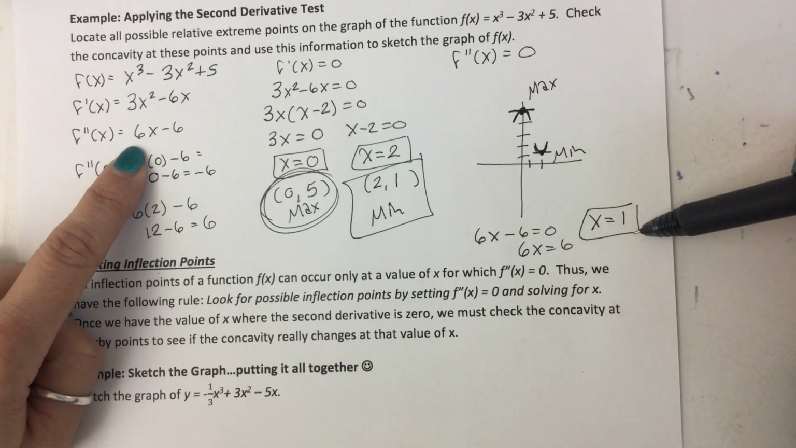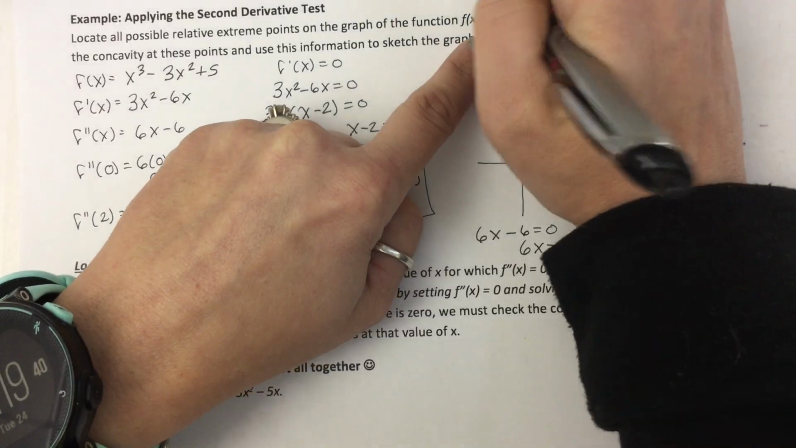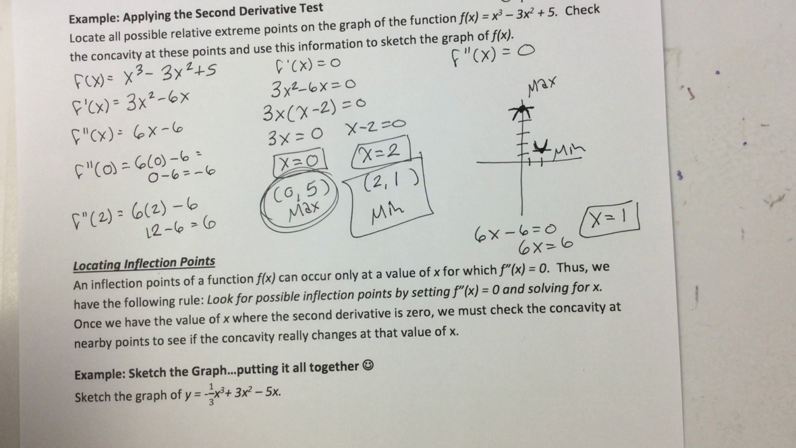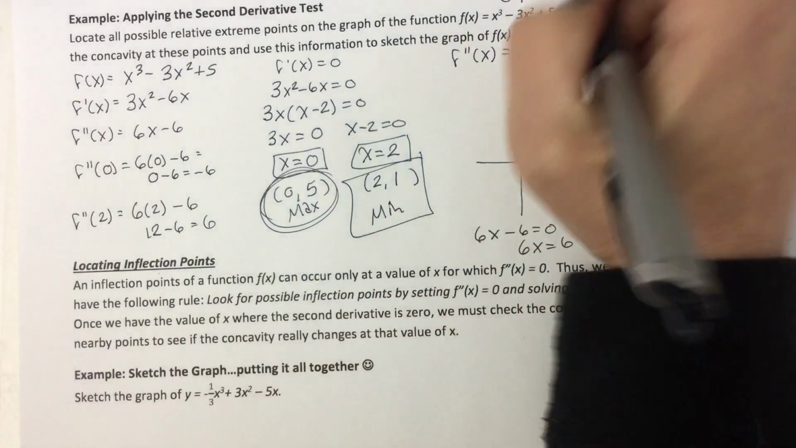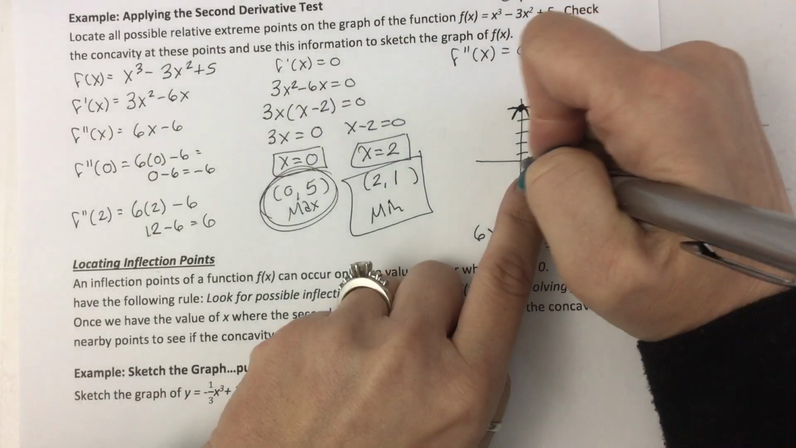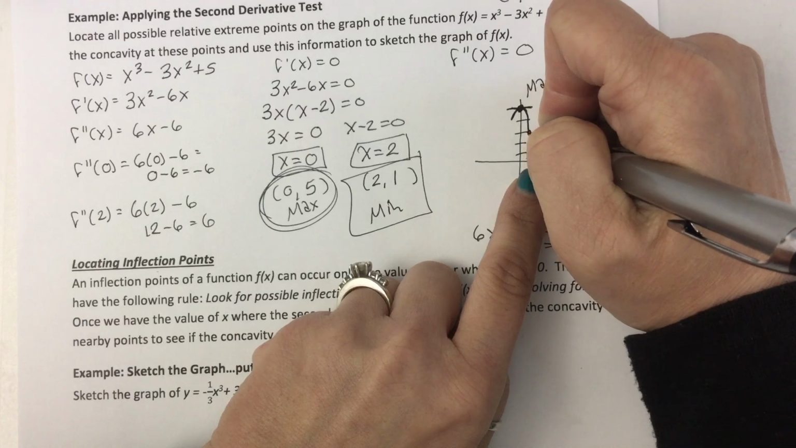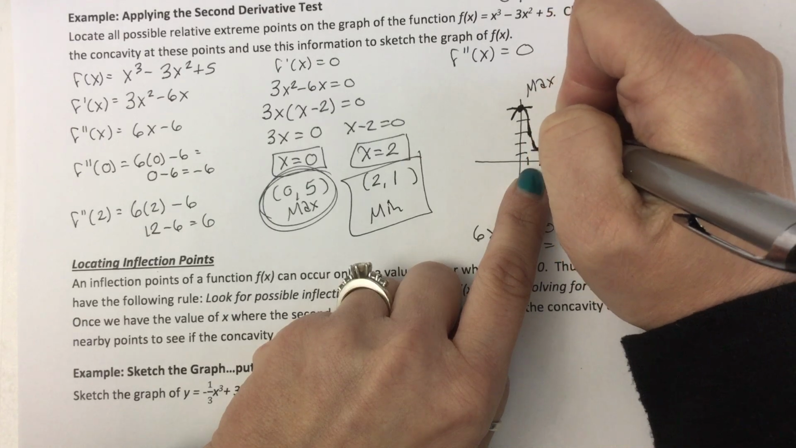Well, I want to graph it. So that means I need the actual ordered pair. So I put 1 into the original function. So 1 to the power of 3 minus 3 times 1 squared plus 5, this is at 3. So if I go to the right 1, I go up 1, 2, 3. This is the inflection point. That's the exact moment where it switches from concave up to concave down.